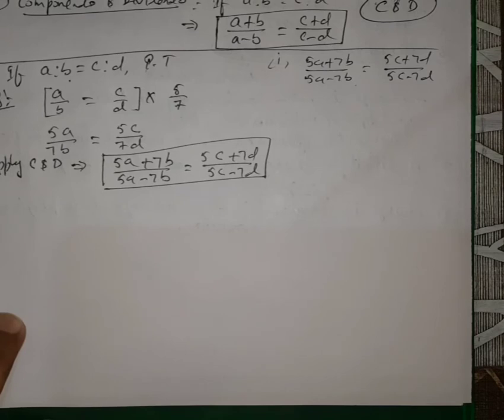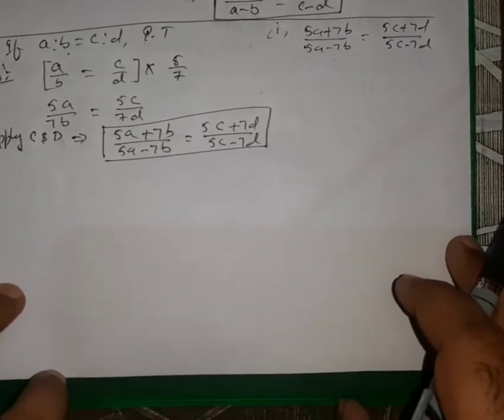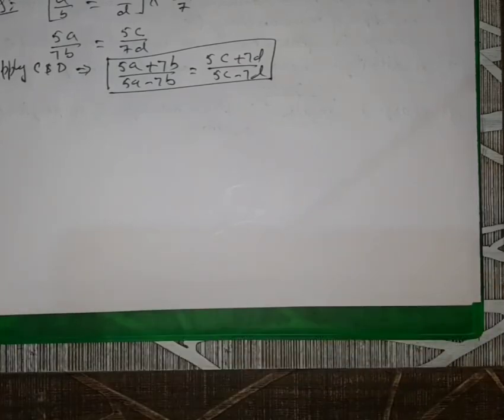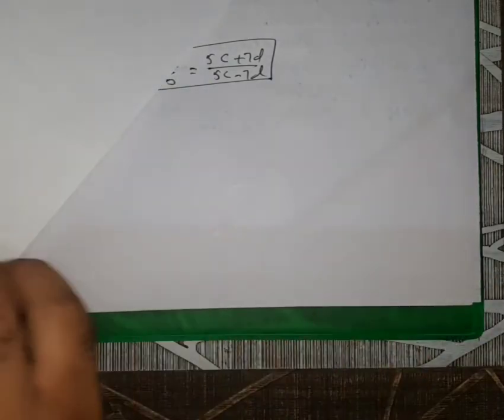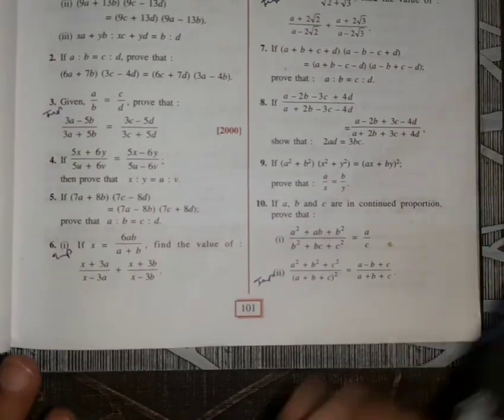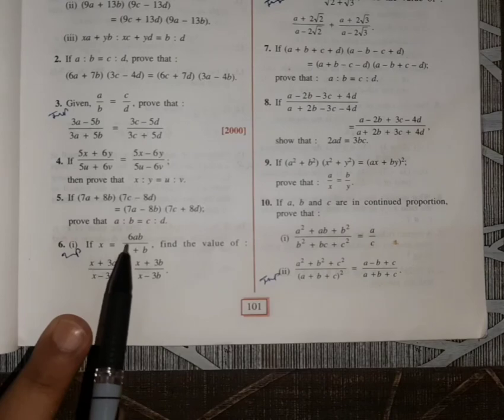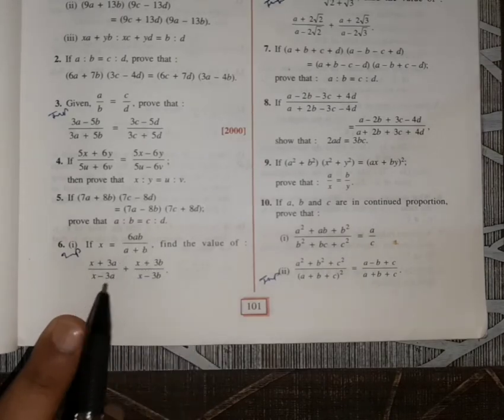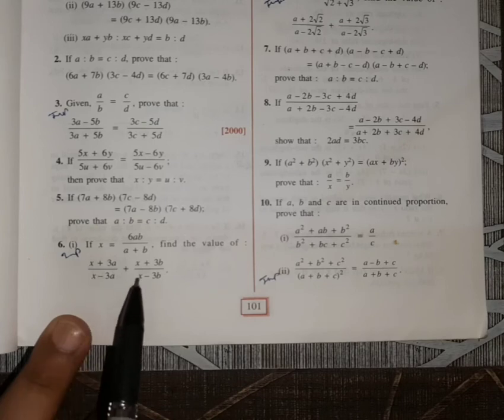Now based on this I will be taking very important question from your exercise. So now I'm taking question number 6. So the question is, I will try to solve it here on the new page. So the question is this: if x is equal to 6ab over a plus b, then we will have to find the value of x plus 3a over x minus 3a plus x plus 3b over x minus 3b.